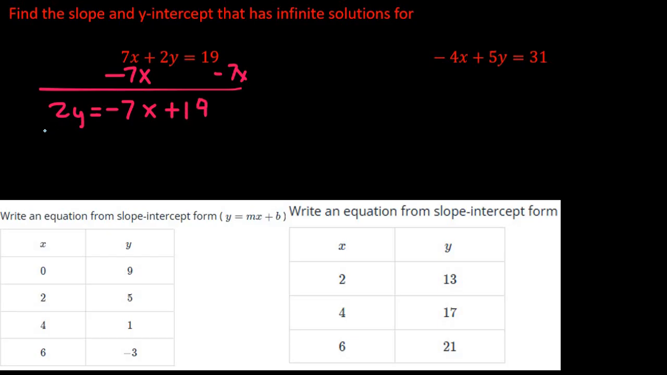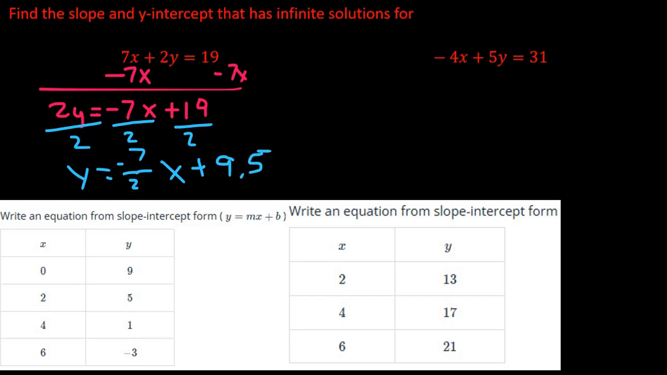Then we would divide both sides by 2. And that's going to give us y equals negative 7/2 x plus 9.5. So the equation that would have infinite solutions would have a slope of negative 7/2. That'd be your m, and your b is going to be 9.5. Now, if it asks for it as a coordinate point, then you would write 0, 9.5.